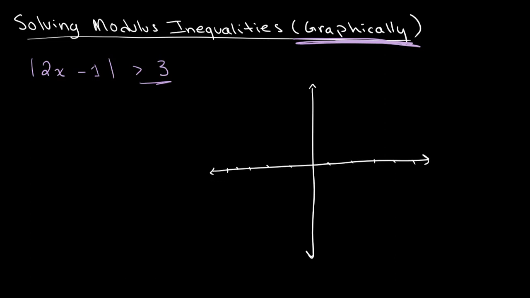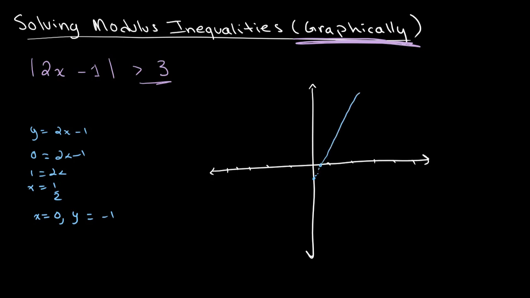And we start out by graphing y is equal to 2x minus 1. So when y is 0, then we get 1 is equal to 2x, x is equal to 1 over 2. So this is our x-intercept. And when x is equal to 0, then y will be equal to negative 1. So this right here is negative 1. Now we can draw our graph.